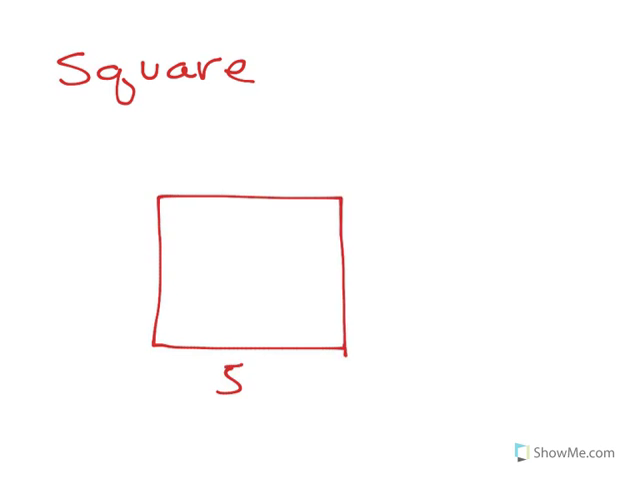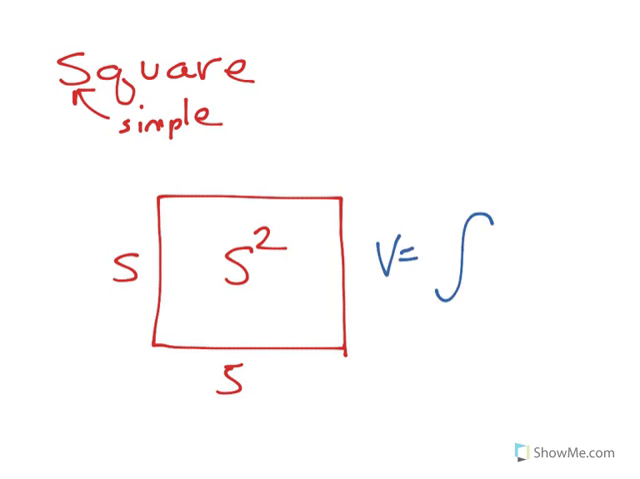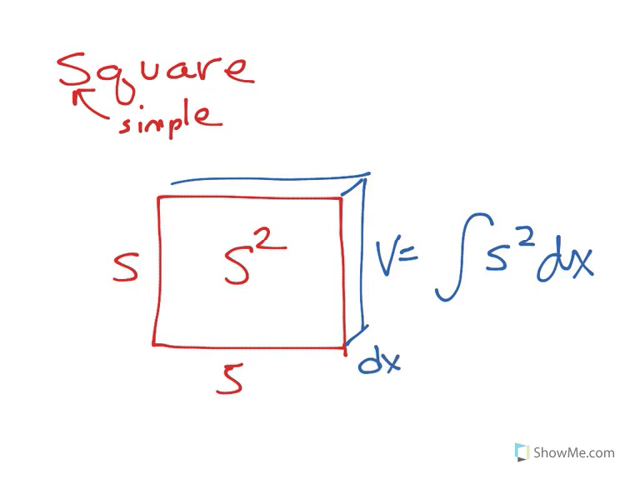So the first one we're going to talk about is going to be square. If the base of the cross-sectional solid is S and it's a square, and square I think is the simplest, that means the other side is also S. The area of this face is S squared, and therefore the volume is equal to the integral of S squared dx, because dx will end up being the thickness of that piece right there. That's why square is simple, because it's just S squared. It's the simplest one of all.